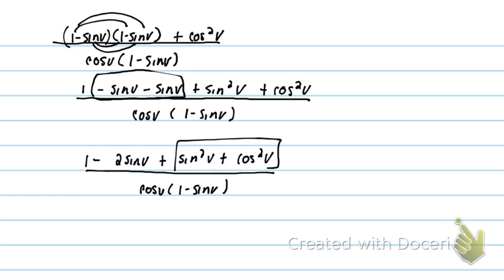And then I'm looking at this. Why am I kind of looking at that? It equals 1. Does everybody see it? Sine squared V plus cosine squared V equals 1. So I'm going to change that whole thing to 1. And then this one plus that one becomes what? 2.